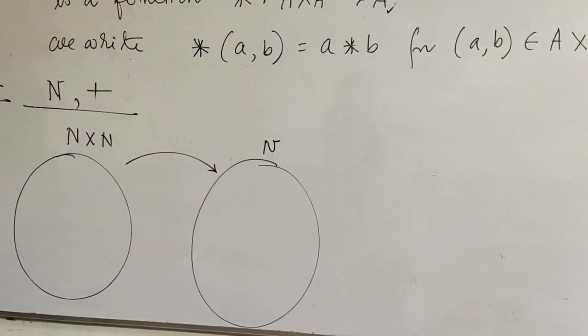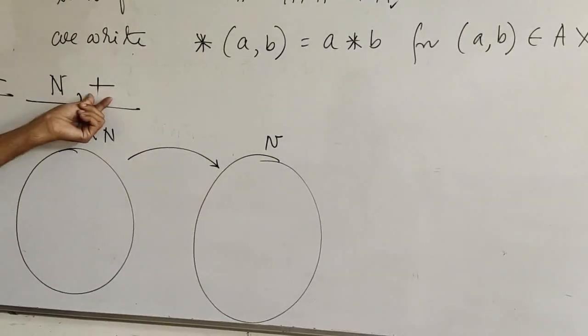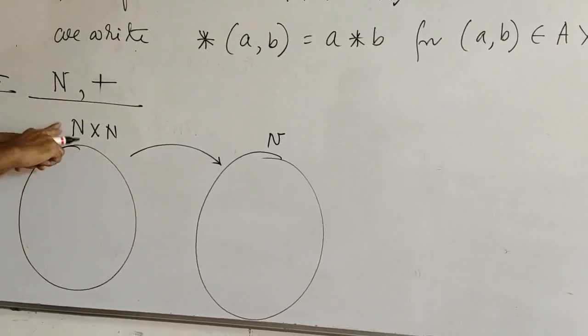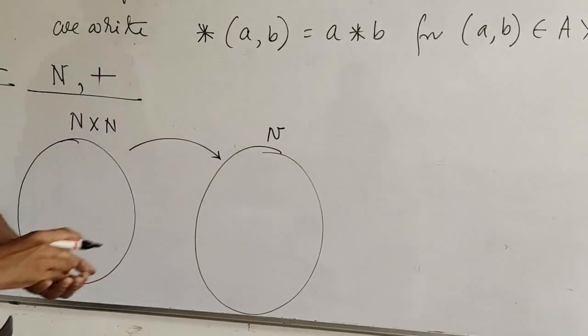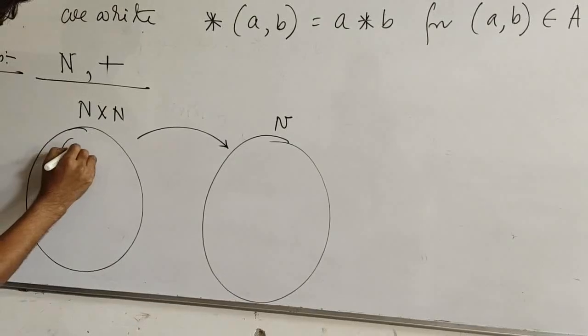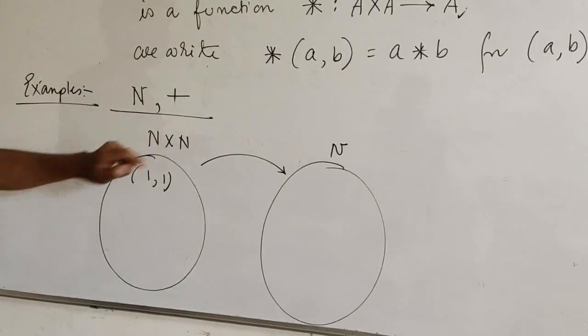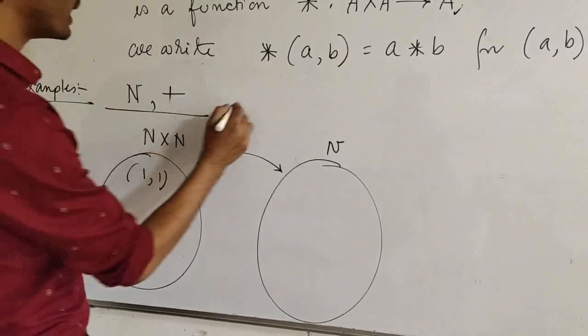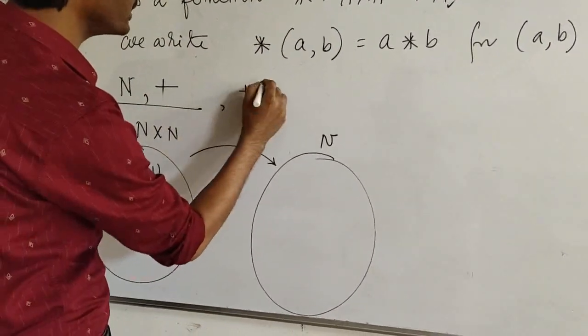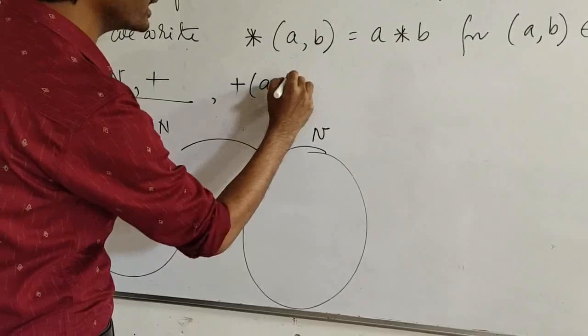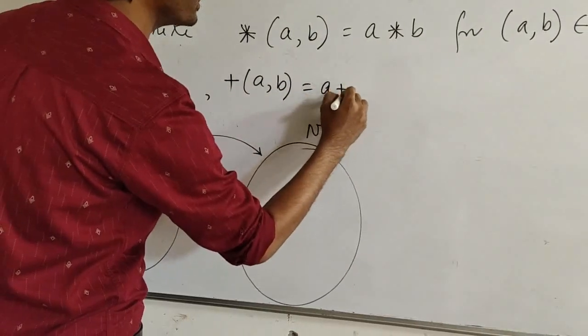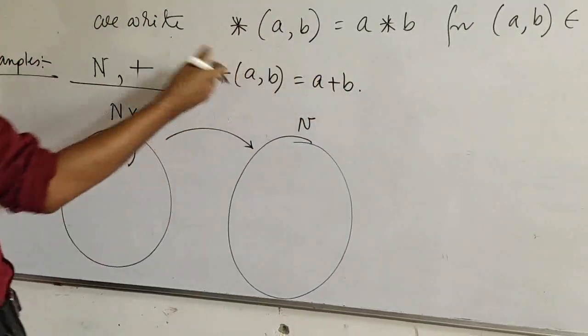I want to verify that plus is a function from N cross N to N. Okay, first we suppose (1, 1) is in our set N cross N. Now, how do we define this plus? Plus is defined as plus(a, b) = a + b. This is how we define plus.